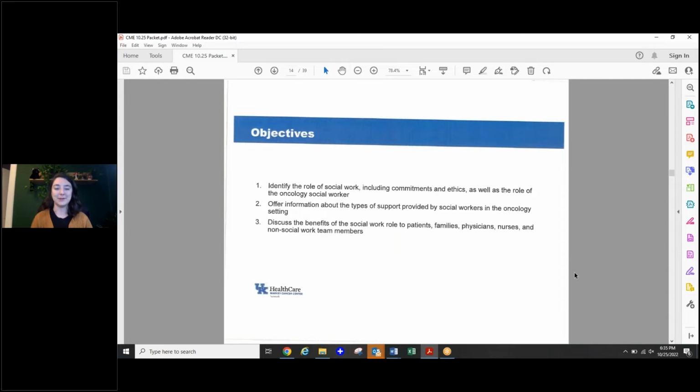All right, so the objectives and my goals are to discuss the role of social work, what social work is, our ethics, and the role specifically of social work in oncology, offering different types of support that we can, and then discuss the benefits of what a social worker can bring to the multidisciplinary team.